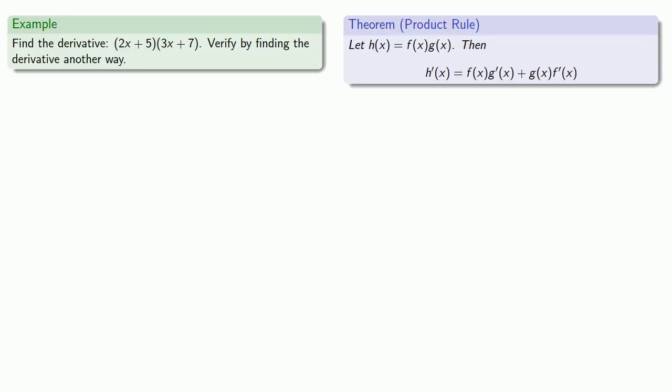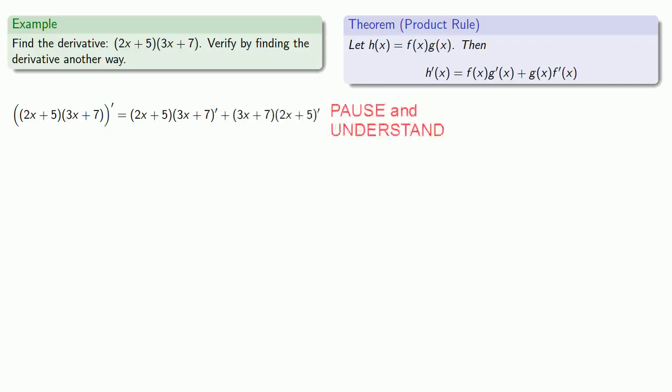But you might be somewhat skeptical and want to verify that the derivative is actually correct, so let's see if we can find the derivative in two different ways. So first we'll use our product rule. If our function looks like the product of two things, then the derivative is going to be the first one times the derivative of the second plus the second one times the derivative of the first. And we'll actually write that down.